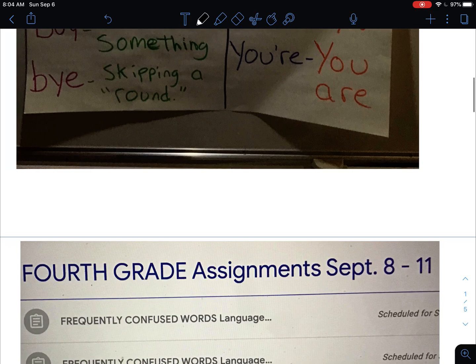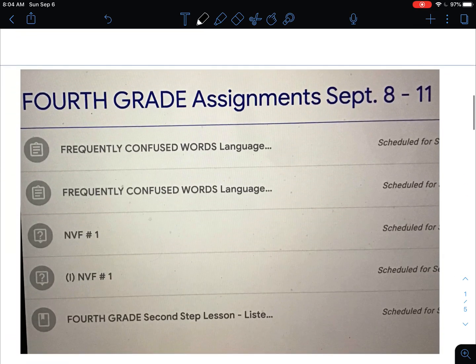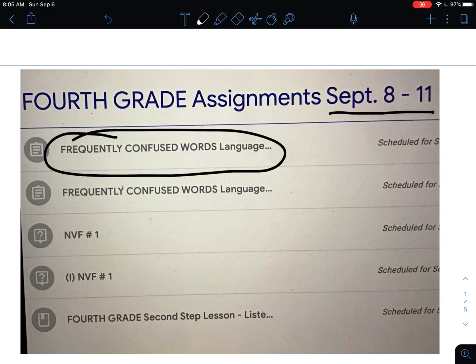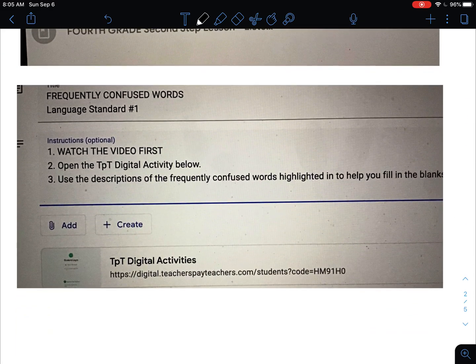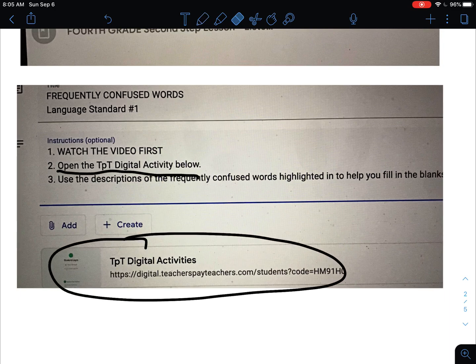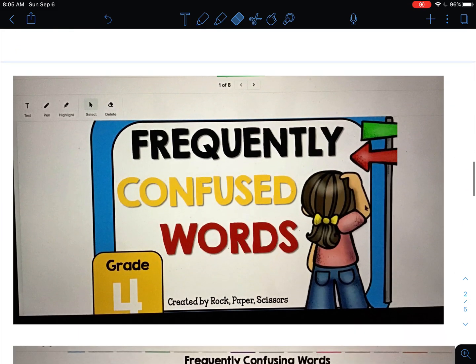So what you're going to do is, when you go into the writing Google Classroom, I always list the assignments by week. So this week is the 8th through the 11th. So you're going to go in the 4th grade assignments, and I know there's 2 here, but there won't be when you look at it. So again, you're looking at the frequently confused words assignment. You're going to click on that, and it's going to open up, look like that. So what you're going to do is, you're already watching the video, hopefully you did this in order. And when you click on the TPT digital activity here, it's going to open up and it'll look like this.